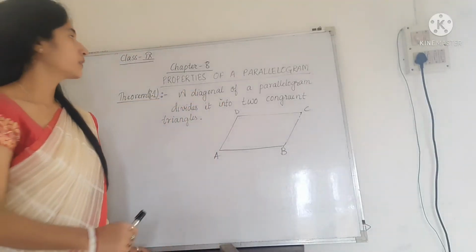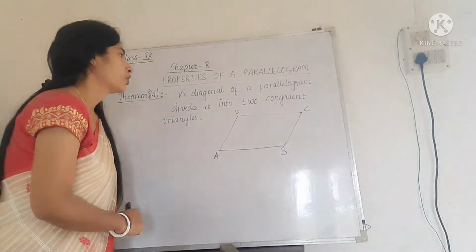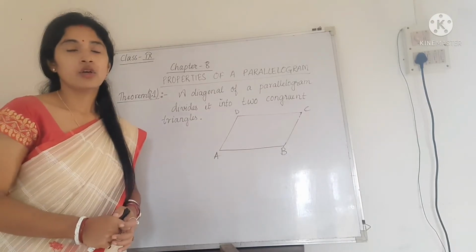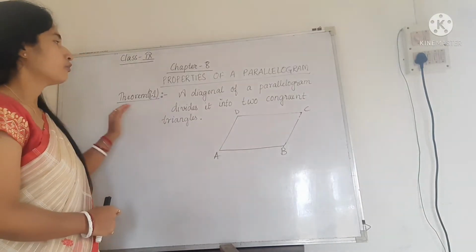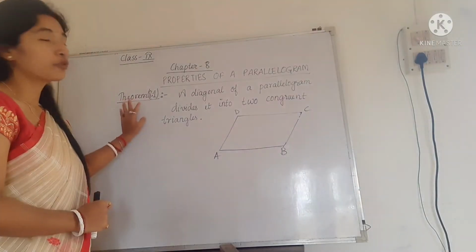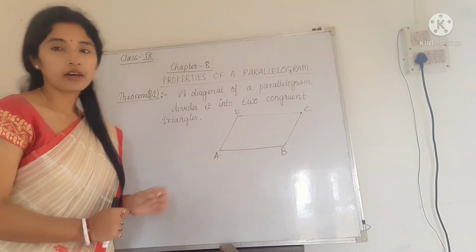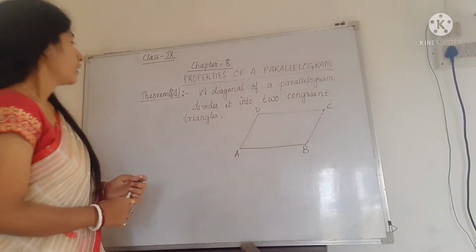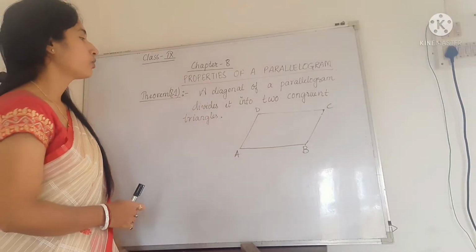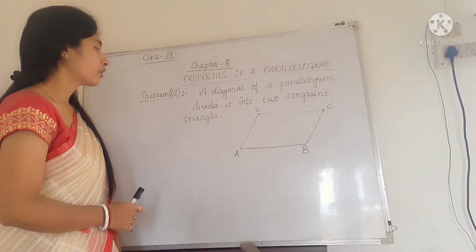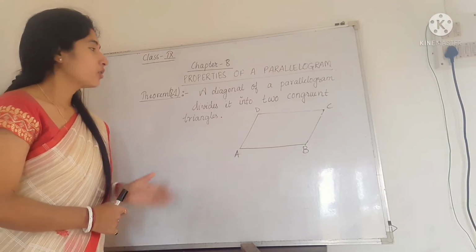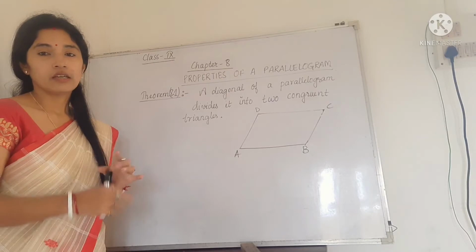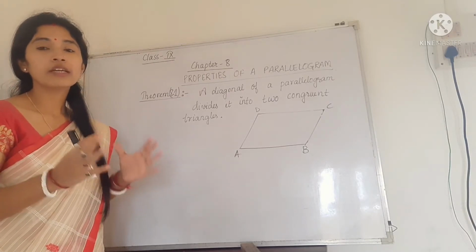The next part is the properties of a parallelogram. There are many properties of a parallelogram which we have studied in our earlier classes. Here I am going to tell you how to prove the theorems based upon a parallelogram. The first theorem is 8.1: a diagonal of a parallelogram divides it into 2 congruent triangles. That means the diagonal of a parallelogram divides the parallelogram into 2 equal triangles.